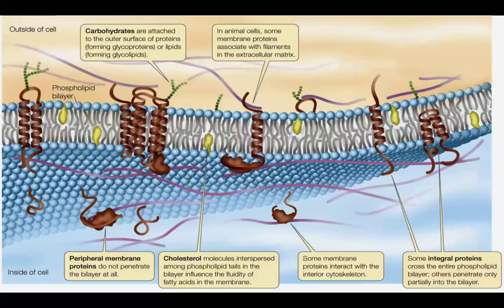So this is what's known as the fluid mosaic model, which is that the membrane is not just lipids. There are several parts to our membrane. Obviously, you have the phospholipid bilayer, but then you have carbohydrates, which help control the membrane fluidity. You also have peripheral membrane proteins, which don't penetrate the bilayer, but they're next to it. You have integral membrane proteins, which cross the entire phospholipid bilayer. Some penetrate only partially. So in the fluid mosaic model, you have lots of moving parts: proteins, the phospholipid tails, cholesterol, etc. They all work together to help control what materials are able to get through or not.